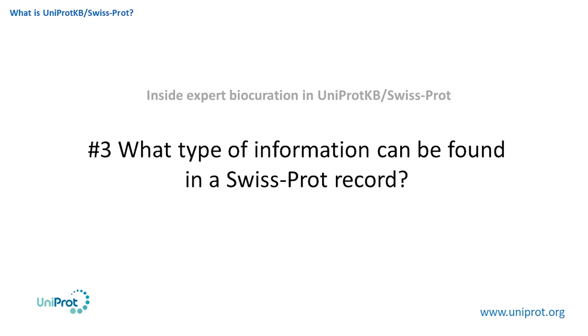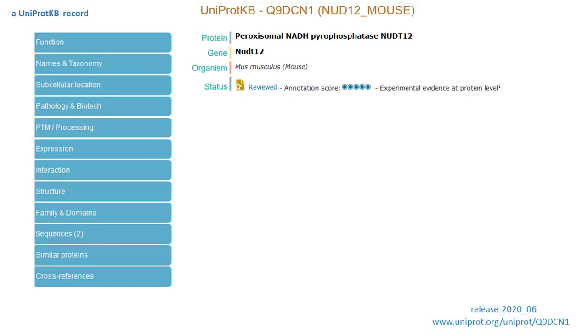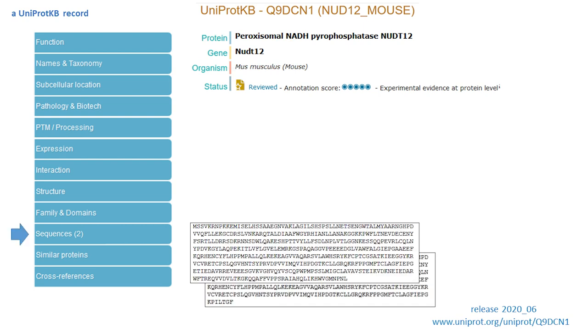What type of information can be found in a Swiss-Prot record? In the next few slides, we'll have a quick look at the elements present in the entry for gene Nudt12 from mouse. This is also the entry on which the demo in the second part of this webinar will be based. A Swiss-Prot record can contain, for example, one or several protein sequences which are the products of a given gene. In this example, the mouse Nudt12 gene produces two different protein sequences as the result of alternative splicing.